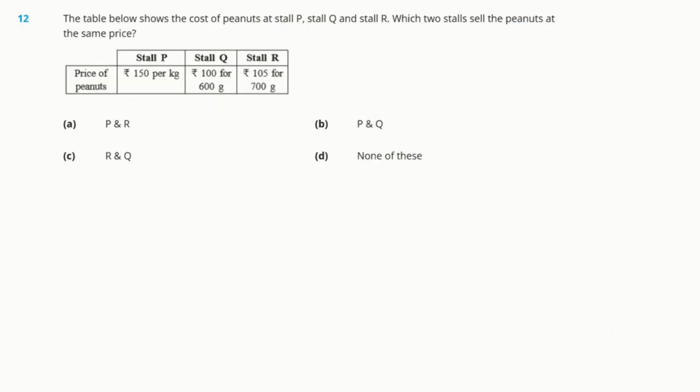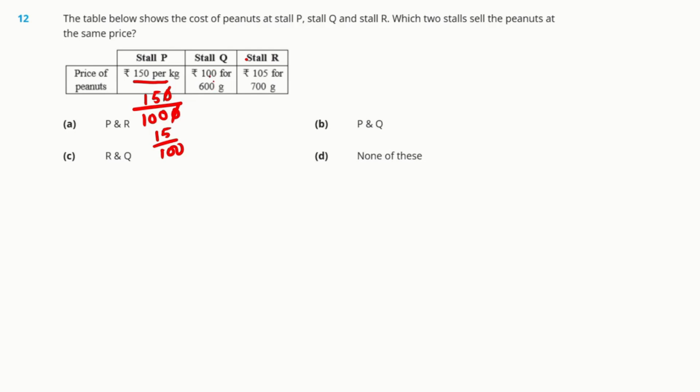Moving on to our next question, number 12. The table shows the cost of peanuts at stalls P, Q, and R. Which two stalls are selling the peanuts at the same price? Stall P, 150 per kg. That means per gram, 150 by 1000, or 15 by 100, is the fraction for per gram.